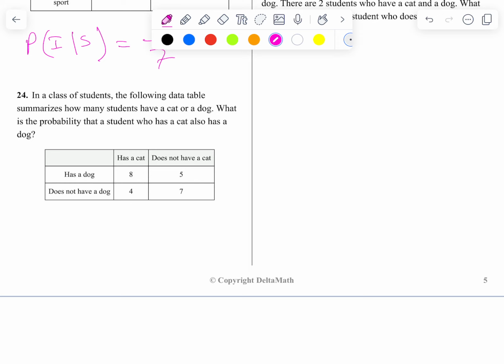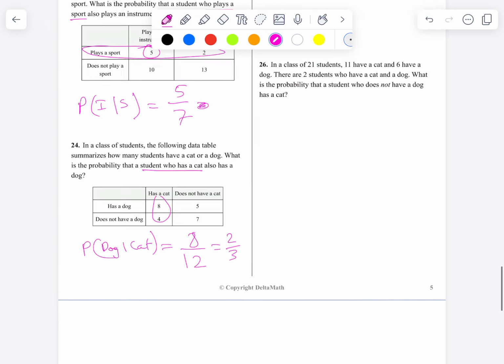This is talking about cats or dogs again. What's the probability that a student who has a cat also has a dog? So you're telling me they have a cat. So how many of them have a cat? There's 12. We're saying what's the probability that somebody has a dog given that they have a cat? So out of 12, there's 8 of them that have a dog, or if you reduce it, 2 over 3, or 66%.